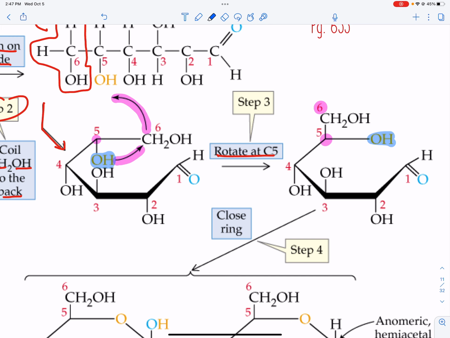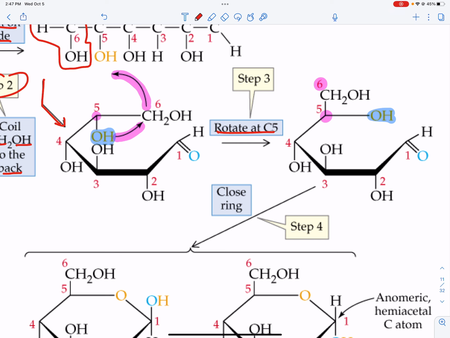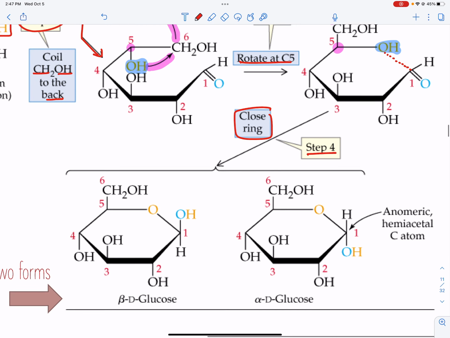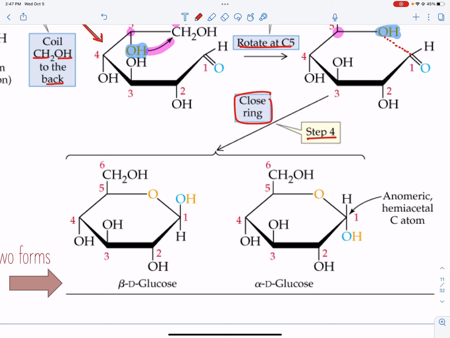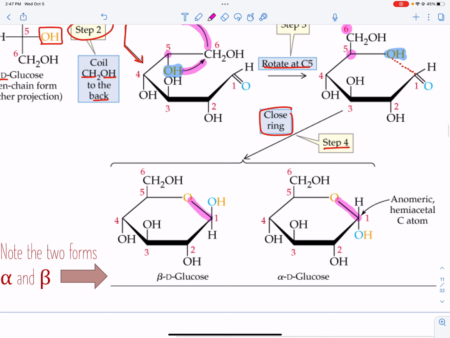And so now, step 4 says close the ring. We are literally about to form a bond here from that oxygen to that carbon. So when we do that, that bond that I just drew in the red dotted line is this new bond right here. Okay, so we close the ring, and now we have the cyclic form of D-glucose.